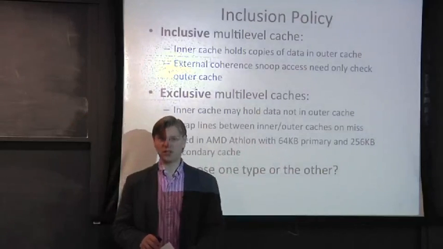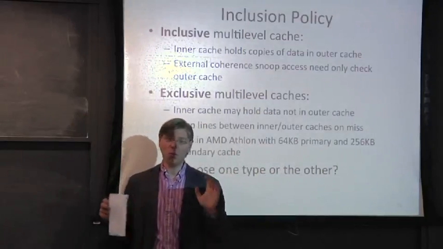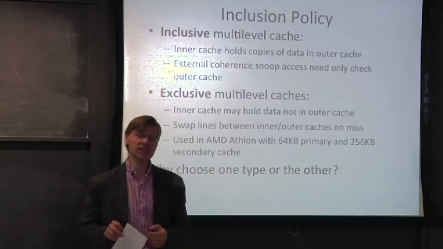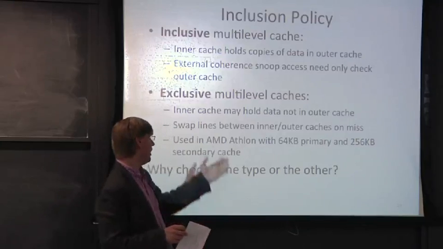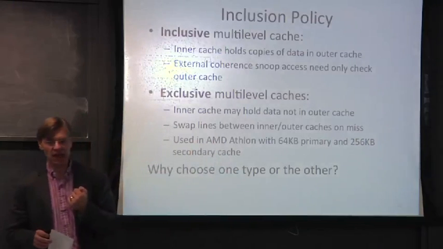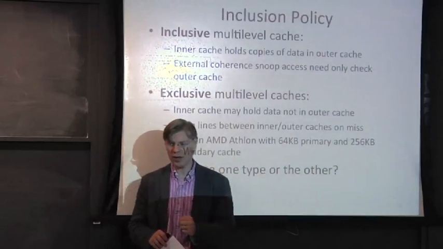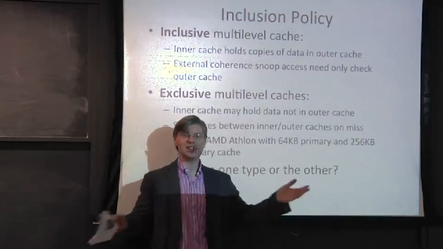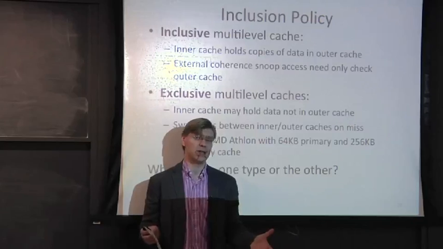Why would I ever go build an exclusive cache? Well, it has one really big benefit. You get more storage area. Because you're not keeping 2 copies of the same piece of data, you now can store effectively more data in your cache. So if we had this AMD Athlon here, we'd have a 64 kilobyte primary cache backed by 256 kilobyte cache. You have the sum of those 2 values to store data, and it's all unique data.